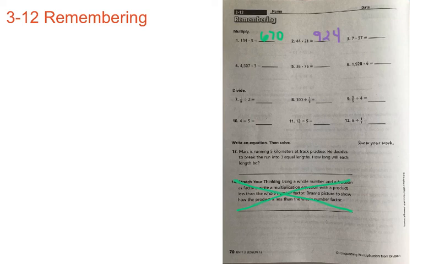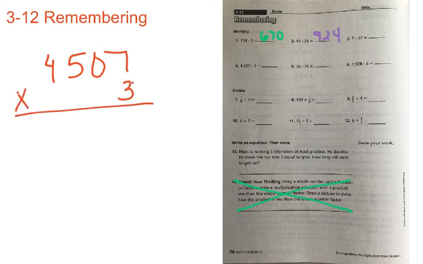We're going to skip down and complete number 4 together. And for number 4, we have 4,507 times 3. I have 3 times 7 is equal to 21. Put down my 1, carry my 2. 3 times 0 is equal to 0, plus 2 is equal to 2. 3 times 5 is equal to 15. Put down my 5, carry my 1. 3 times 4 is equal to 12, plus 1 is equal to 13. So my answer is 13,521.